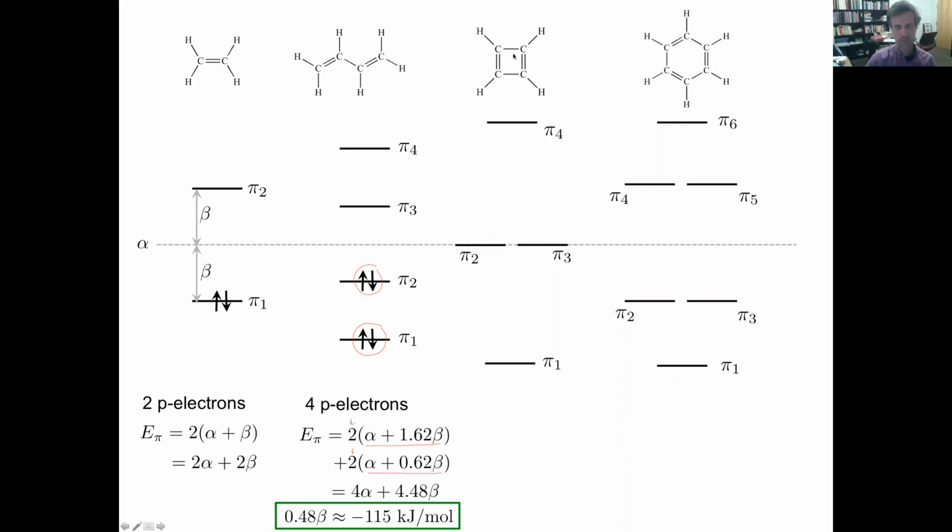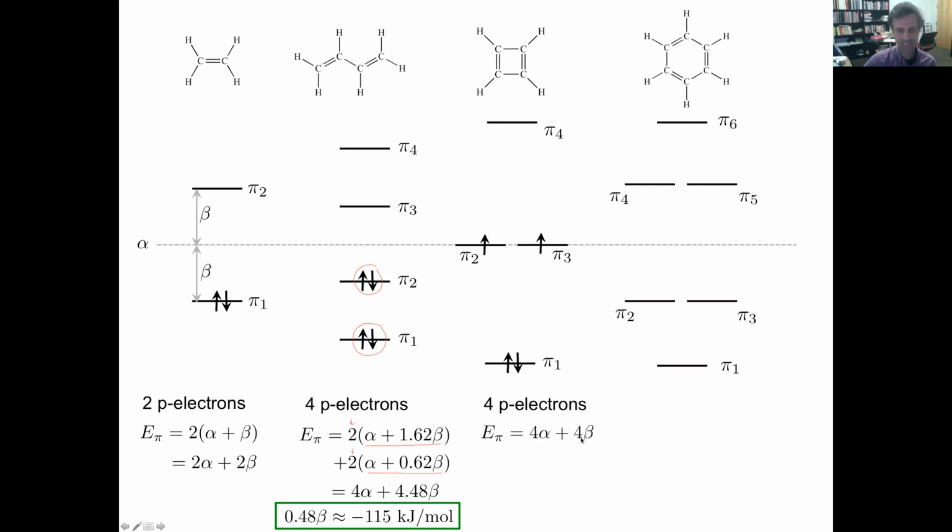So let's do the same thing for cyclobutadiene. See what we find there. Again, 4 electrons. Okay, so I'll fill them out. But now I have 2 here, and then 1 in pi 2 and 1 in pi 3, like so. Now remember, pi 2 and pi 3 just have the value alpha, so they don't really enjoy any stabilization. So I just calculate this for these 2 electrons, and if I add up the total, I find the total energy of these pi electrons is 4 alpha plus 4 beta.